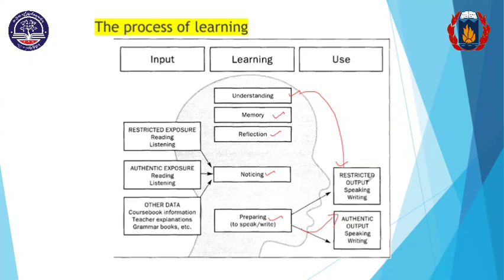the first one is restricted output and the other is authentic output. Restricted output means the teacher gives the guidance. The students have to practice under the teacher's guidance, maybe through exercises, maybe like controlled practice. And authentic output means the students need to use their own language, and also they need to write their own paragraph or something like that. It's authentic output. In this stage, the teacher doesn't need to give a lot of guidance. The students can use the language by themselves.